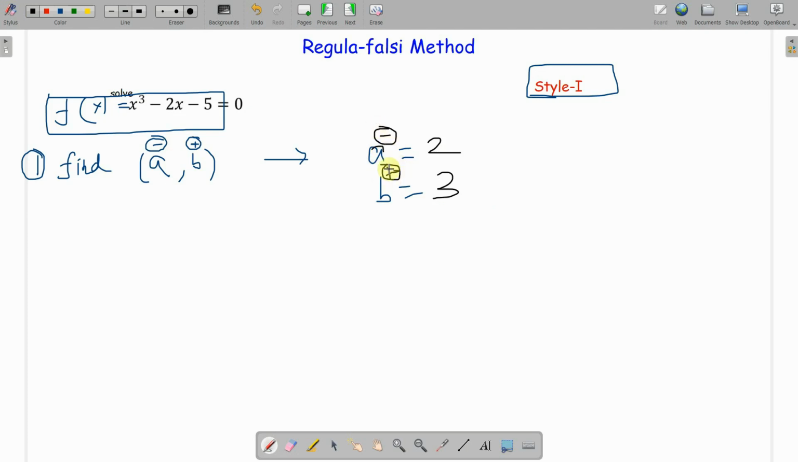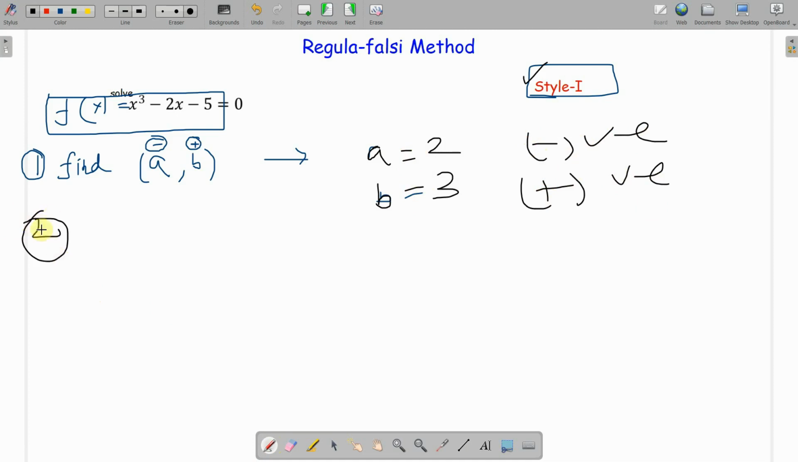Do not write it in this way. For your understanding I am putting this minus and plus sign at the top, but you better not write like this. So this is B value, this is A value. Okay, so A is giving you negative, B is giving you positive.